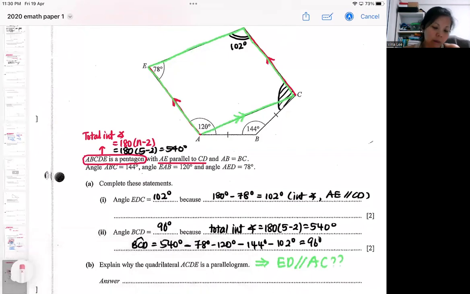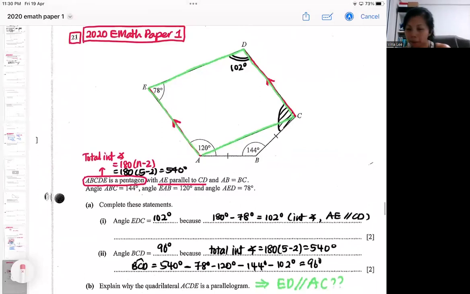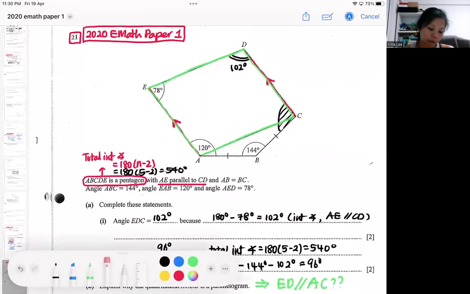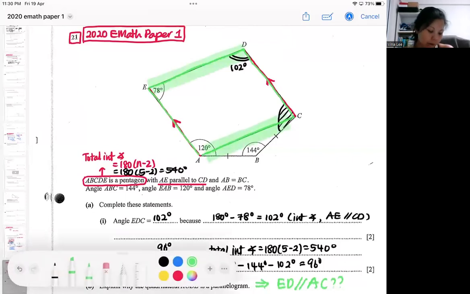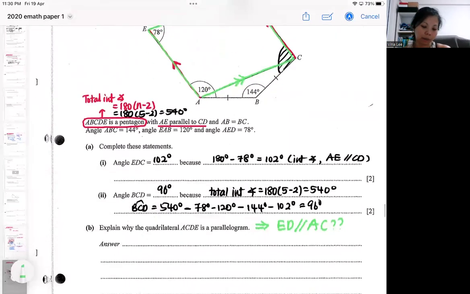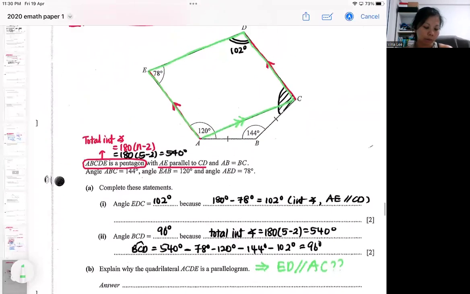Currently, like I mentioned at the start of the question, ED is not parallel to AC. These two are not parallel yet. It looks parallel, but don't get tricked by it. So now your job is to prove that it is parallel. How are you going to prove that? Again, you have to use the property of interior angle, alternate angle, whichever property, or the converse of the property, to show that it's parallel.